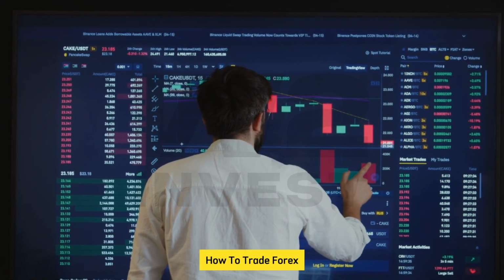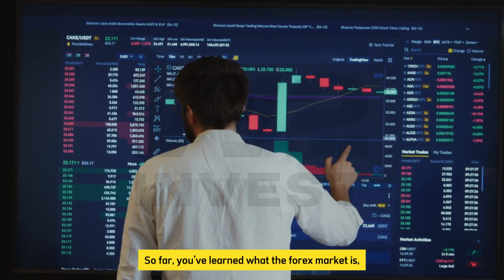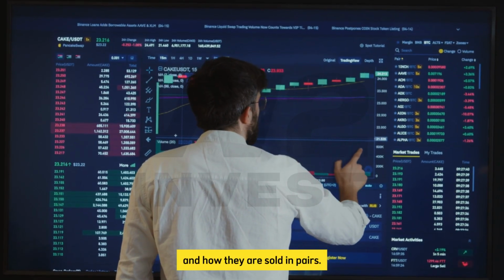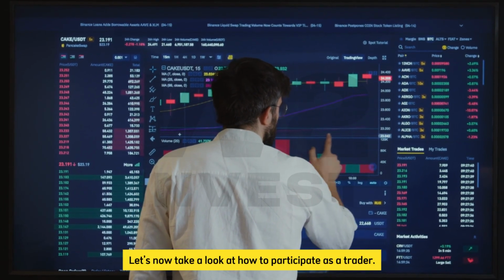How to trade Forex. How do people participate in the Forex market? So far, you've learned what the Forex market is, how big it is, the different types of currencies, and how they're sold in pairs. But how do you trade Forex? Let's now take a look at how to participate as a trader.